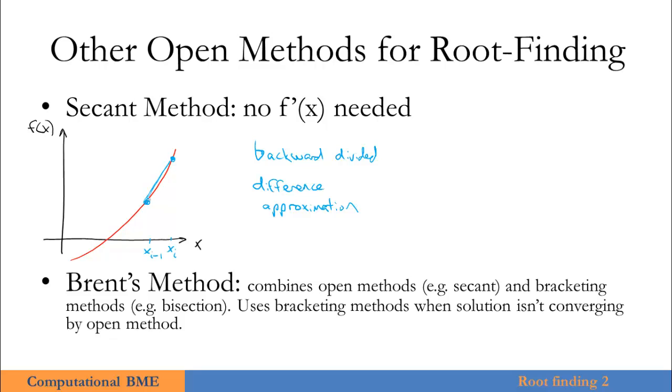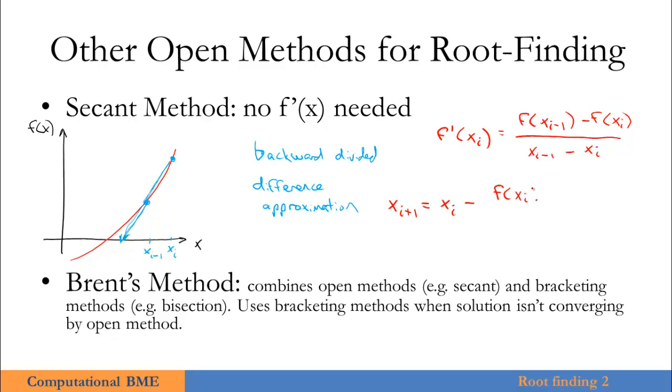As you'll remember from when we talked about differentiation, this was our equation for the backward divided difference, and if you plug in that approximation into the Newton-Raphson equation that we had before, you get the following result. And so as you see, we no longer need to specify the f prime of x function. However, this does mean that we require two guesses.